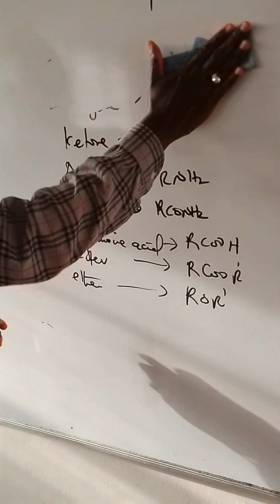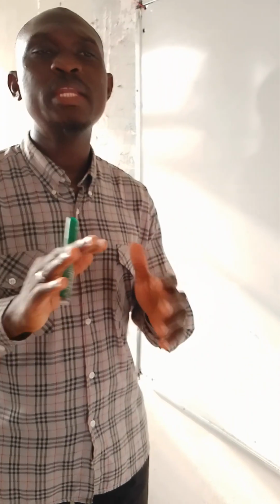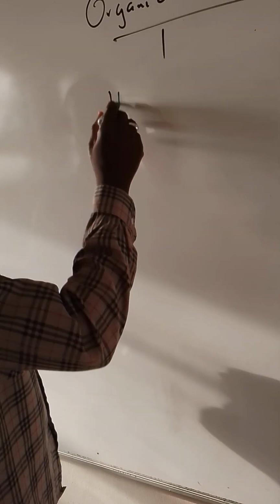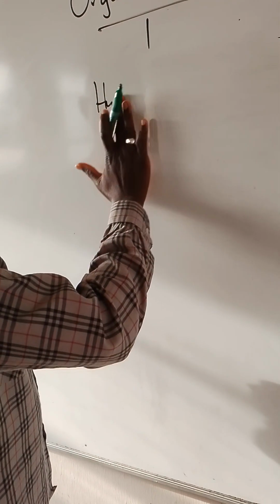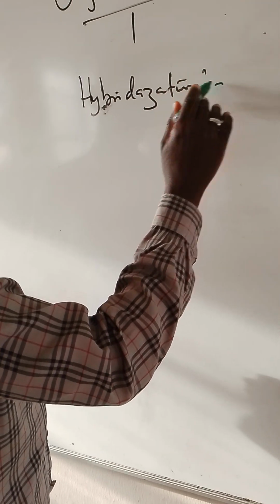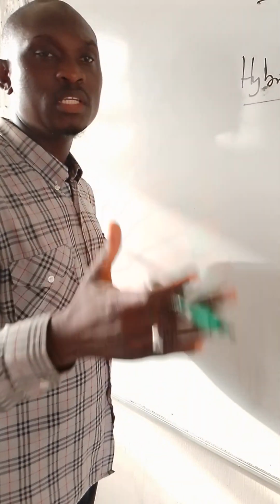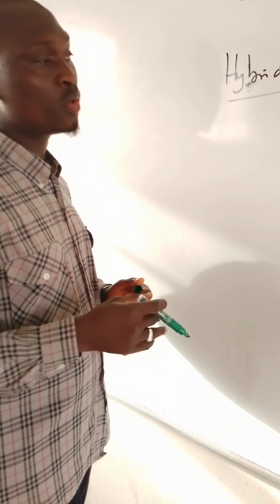And based on this, we talk about hybridization. Hybridization is defined as a phenomenon, or is referred to as a process, of mixing two or more orbitals of the same or different energy level in order to form a new substance which is called a hybrid.